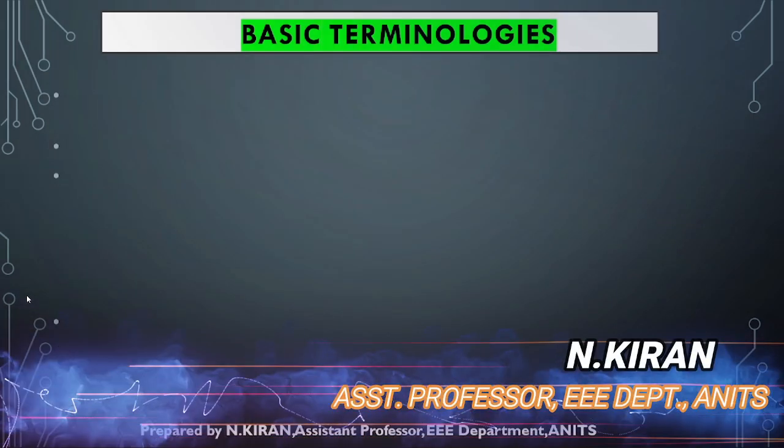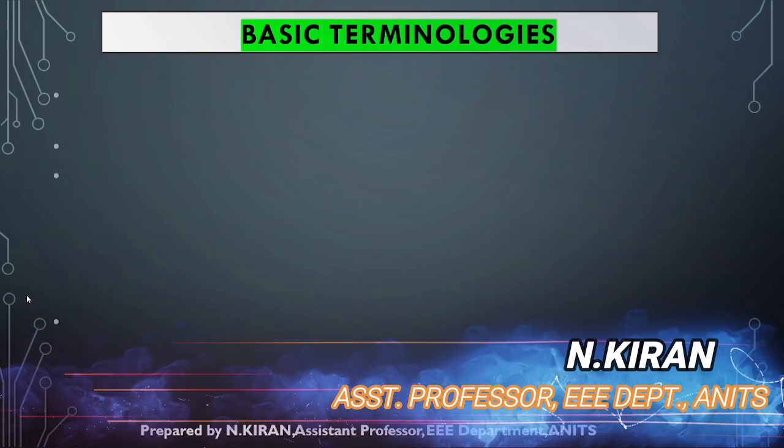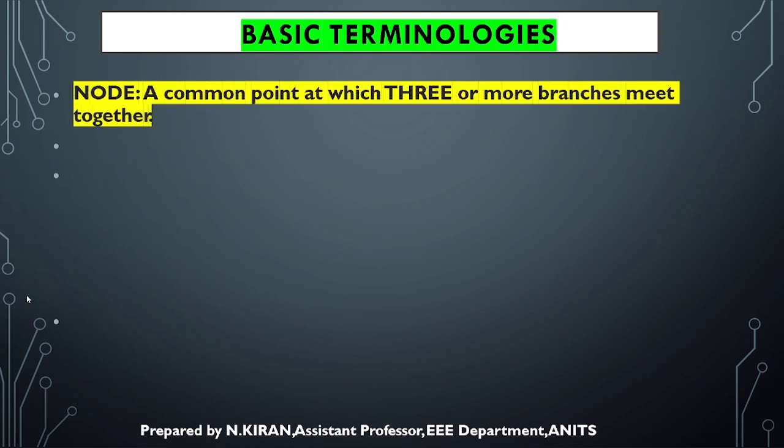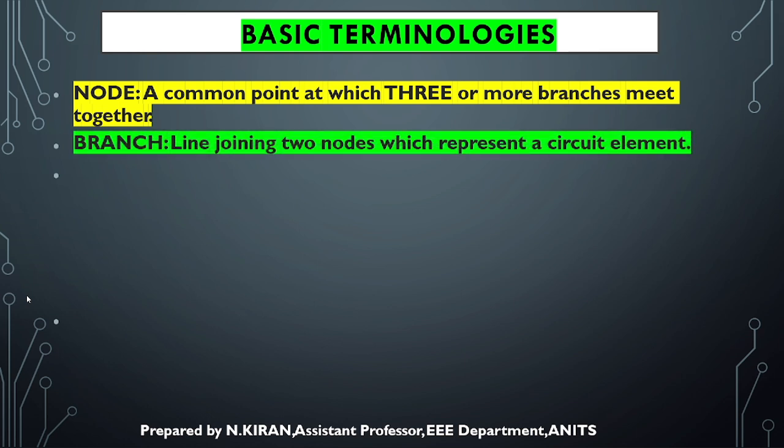So now let us discuss what are the various basic terminologies that they are going to use in the concept of network topology. First one is node. It is nothing but a common point at which three or more branches meet together. And second one is a branch. It is nothing but any element that can be either inductor or capacitor or any source. So if we take any circuit, the element that is connected between any two nodes, that when I replace by a simple line segment, and each line segment we call it as branch.